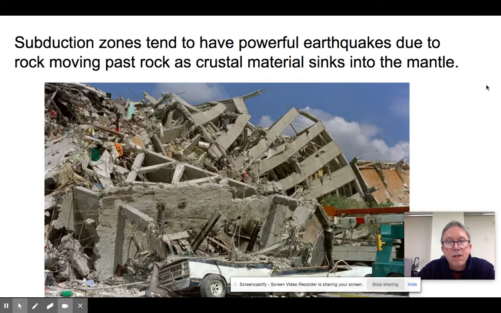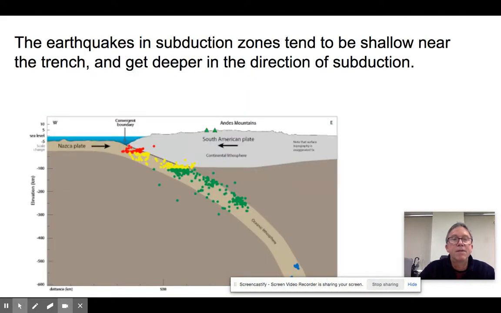Now, subduction zones tend to produce very violent earthquakes, and the reason is, unlike the spreading zones where I'm pulling the rock apart, here I'm getting rock to scrape under other rock, and as it scrapes past, that's what makes these earthquakes. So we tend to associate powerful earthquakes with subduction zones.